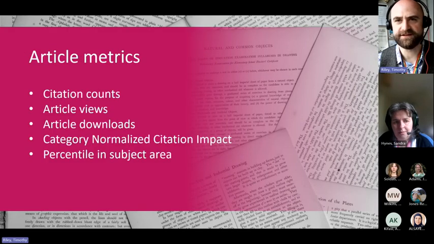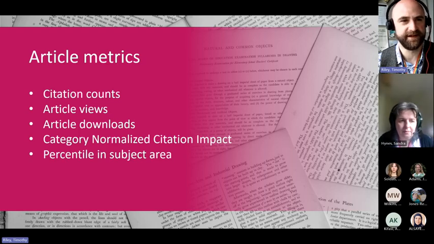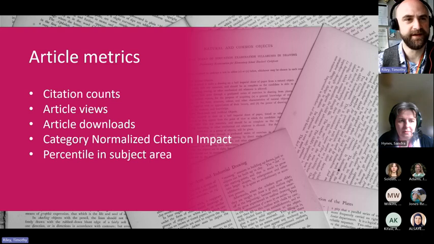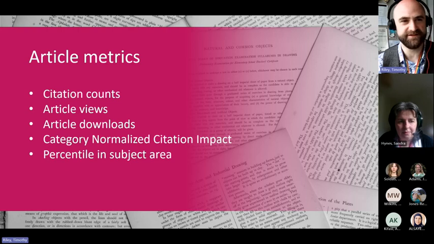Okay. So let's look at the article ones to begin with. So here are just a few examples of different kinds of article metrics. We'll look at the first one in a bit more detail as well, but just be aware that citation counts aren't the only thing that can be measured for articles. But you might also measure things like how many times an article is viewed, how many times it's downloaded.